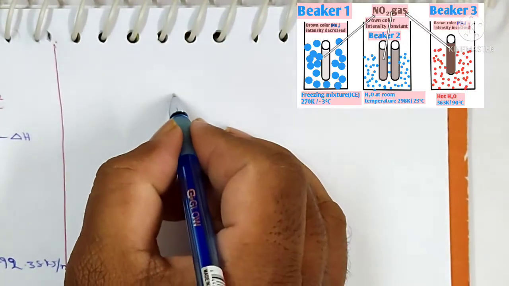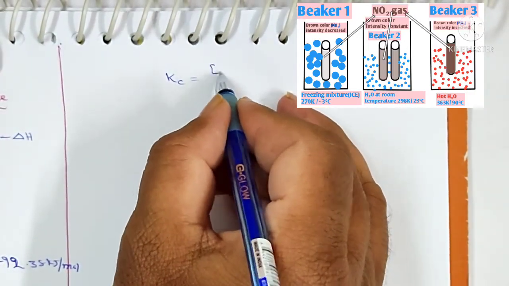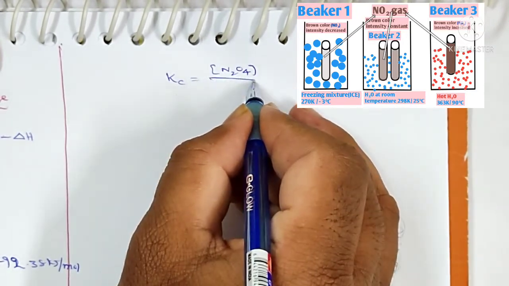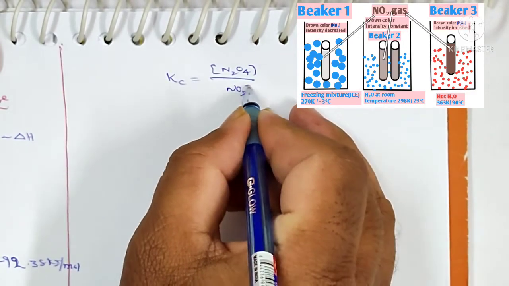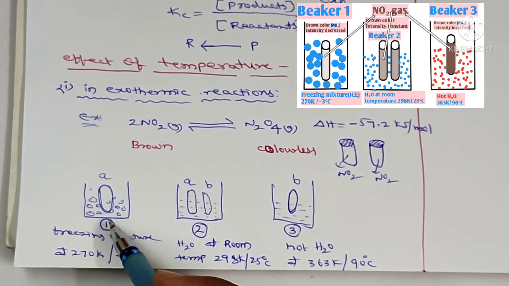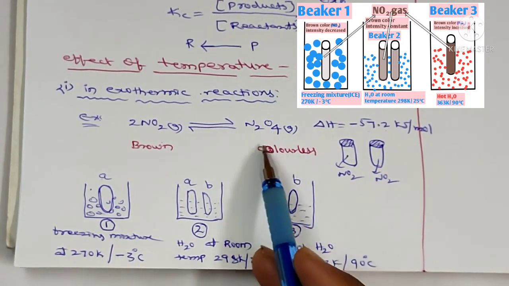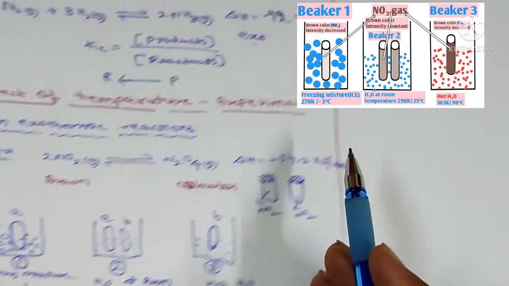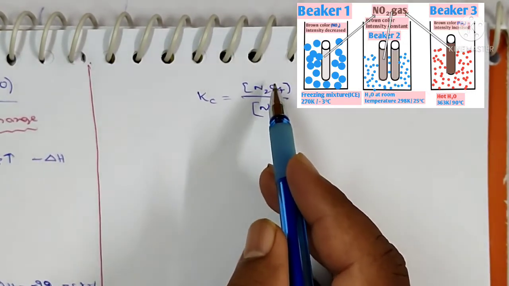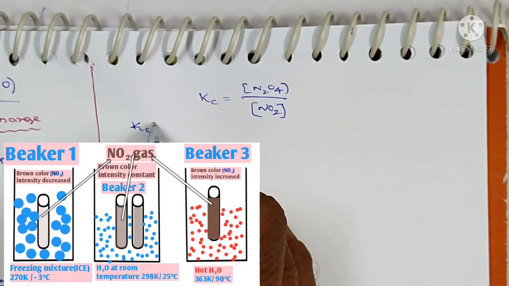So here the equilibrium constant Kc is equal to product concentration, N2O4 concentration, divided by reactants concentration, NO2 concentration. Means here in beaker 1, intensity of brown color decreases, means the concentration of N2O4 gas increases, means the product concentration increases. So here the product concentration increases, means the Kc value increases. So here the Kc is greater than Qc.